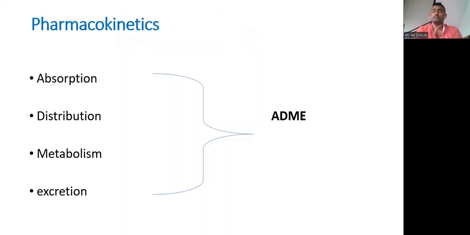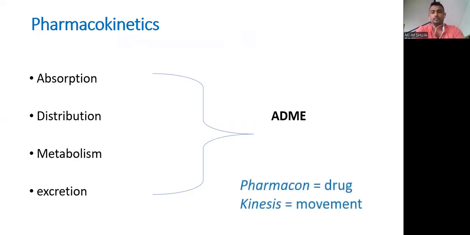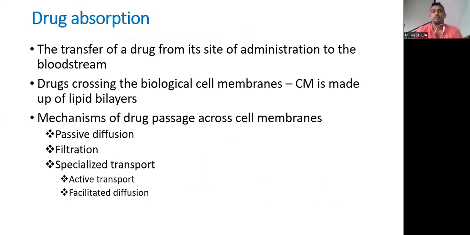So pharmacokinetics, I told you, has all four components. The first one is drug absorption: the transfer of a drug from its site of administration to the bloodstream. So usually it is the drug crossing the biological cell membrane. Cell membranes are made of lipid bilayers. So lipid soluble drugs will go through the cell membrane easily.